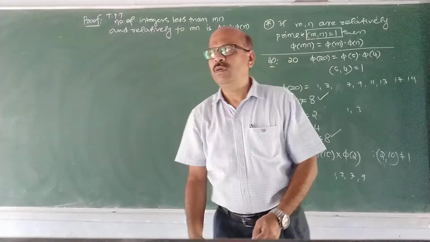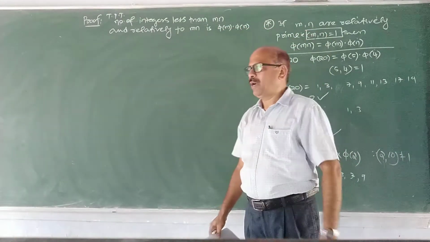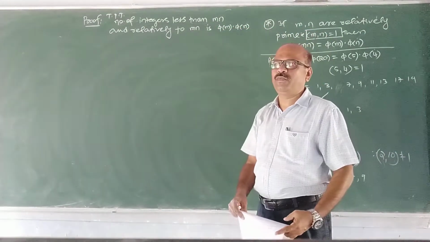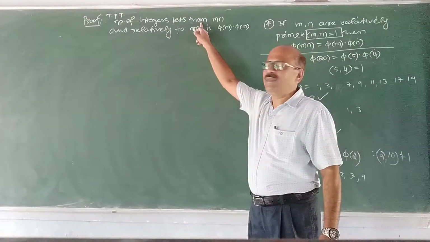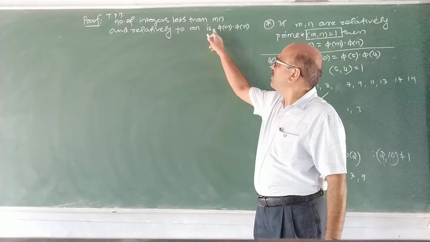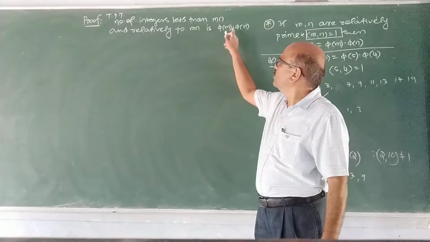Say I prove now, or I explain the proof of phi of mn is phi of m into phi of n. For that we have to prove that the number of integers less than mn and relatively prime to mn is phi of m into phi of n.